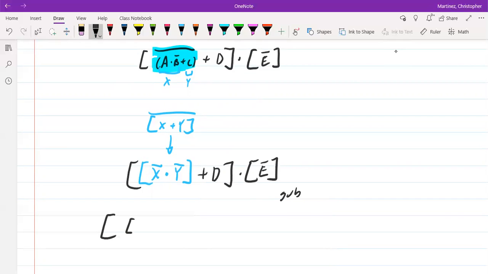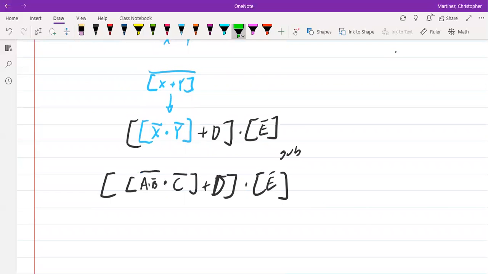No big change there. I'm going to substitute back in. Okay, so when I substitute back in, I have X was A and B bar. That has a bar over it. ANDed with C. That has a bar. That's plus D. That's with E with a bar. Okay, so we're almost there. We just have one more bar item that we need to deal with. So again, I'm going to do DeMorgan's. Here I have an X and a Y with a bar over it.